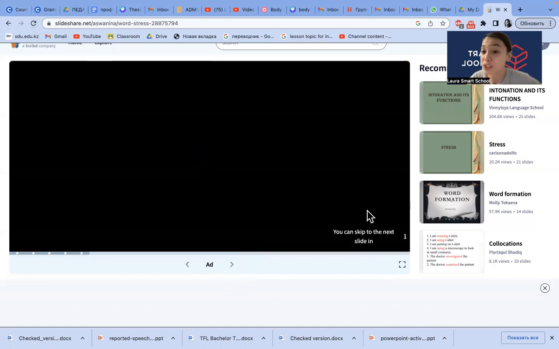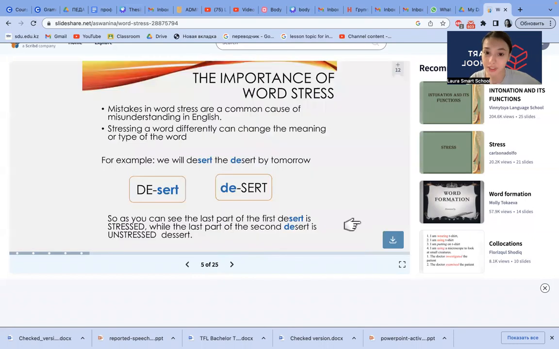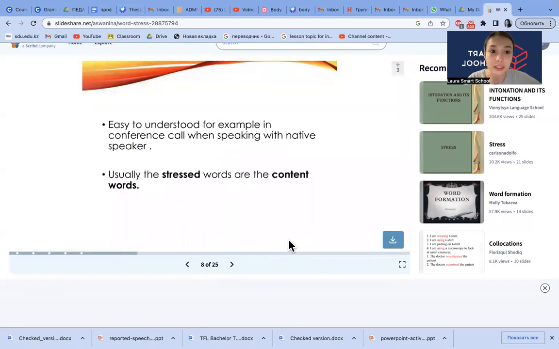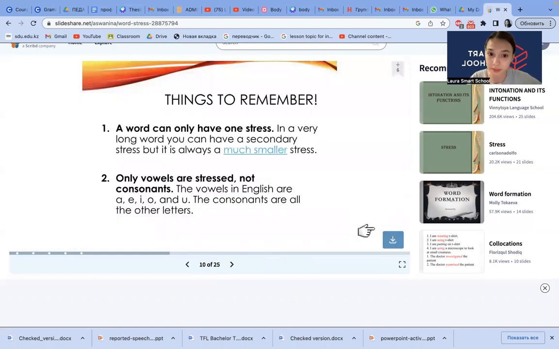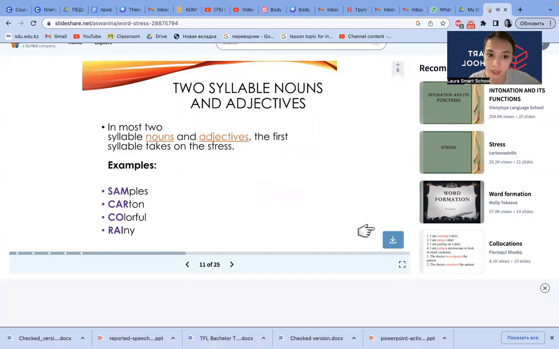So overall, guys, we can talk about word stress in the English language differently. The most important thing is that we have three different types of word syllables in English. Let's move on. So, rules of word stress. First of all, a word can only have one stress. In a very long word, you can have a secondary stress, but it's always a much smaller stress. Only vowels are stressed, not consonants. The vowels in English are A, E, I, O, and U. The consonants are all other letters in the English language.